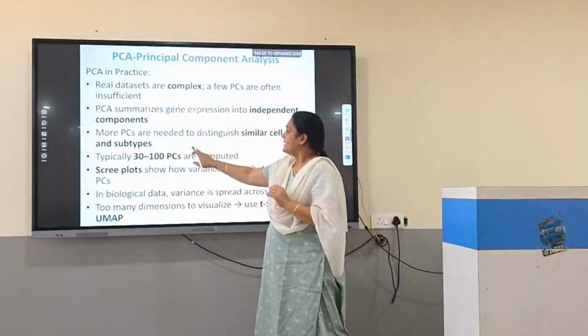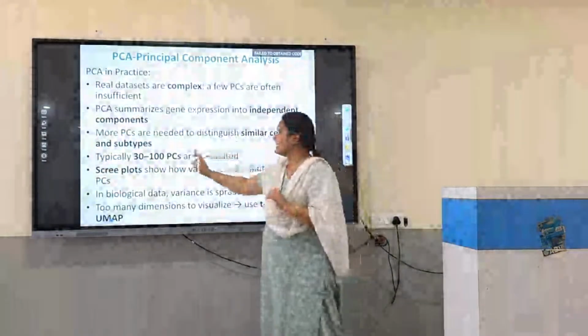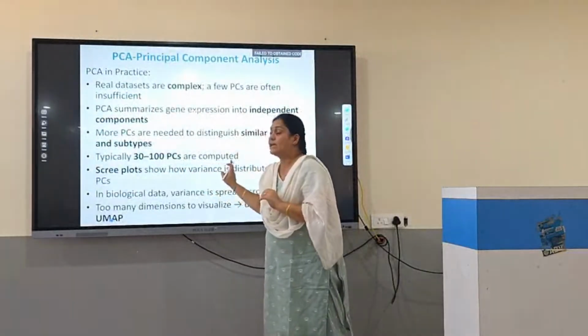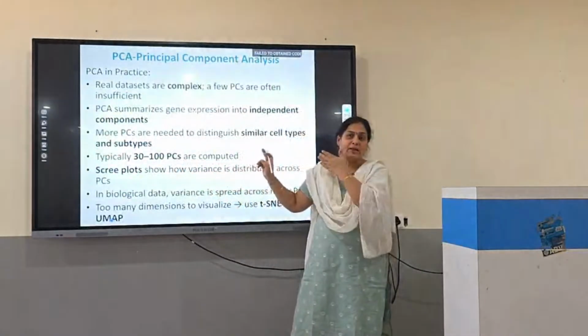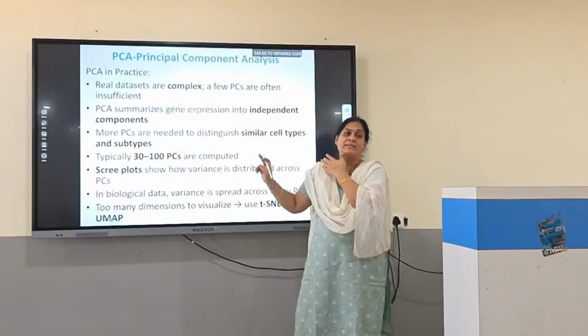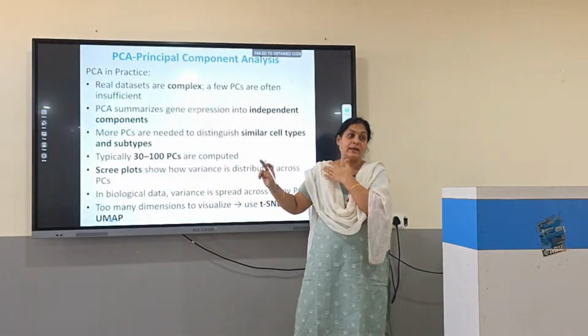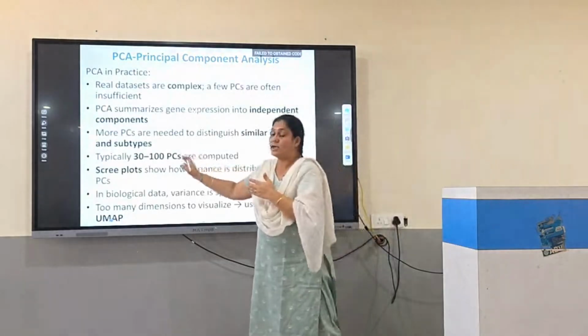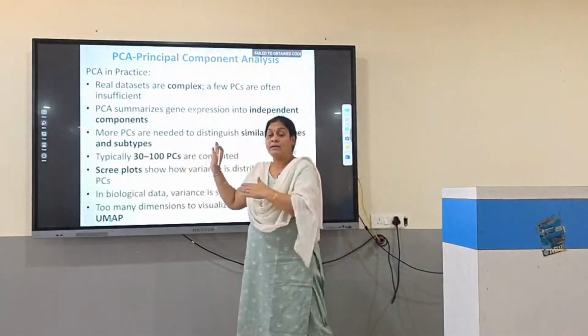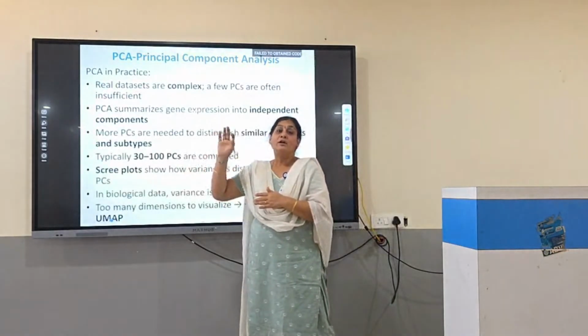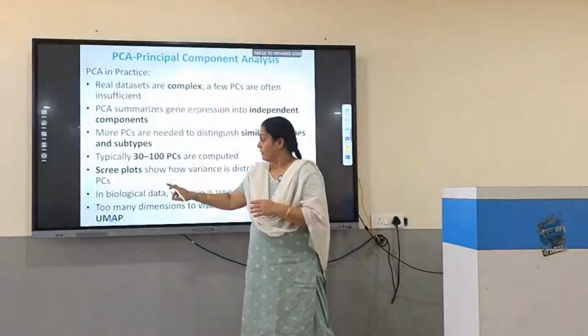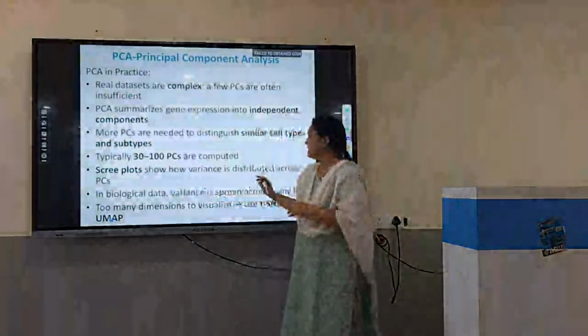So more principal components are needed to distinguish similar cell types and subtypes. Typically 30 to 100 PCs are computed. Okay? Because our data had how many genes? 10,000 genes, right? So at least 30 to 100 PCs are required if you want to capture that 10,000 genes data. Okay? Scree plots show how variance is distributed.